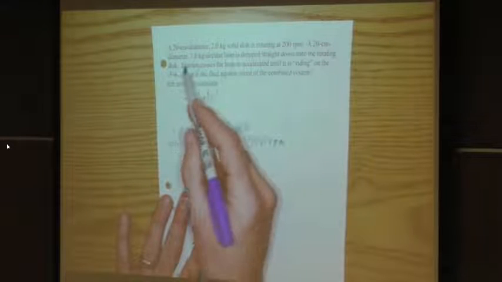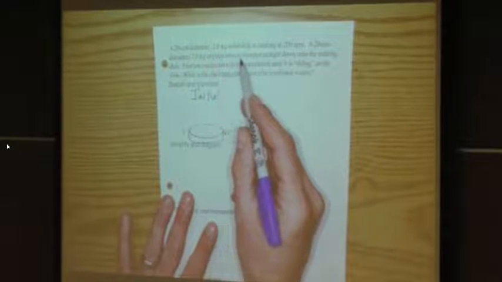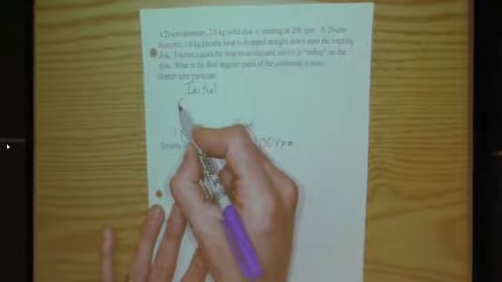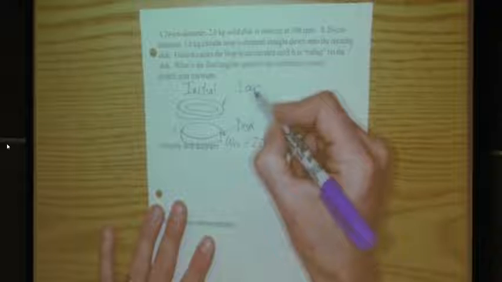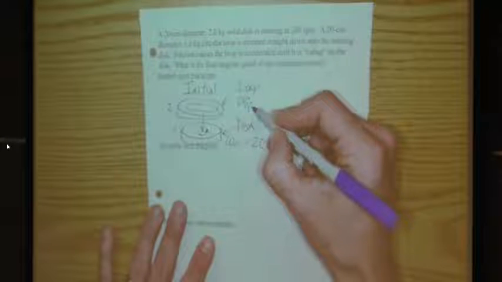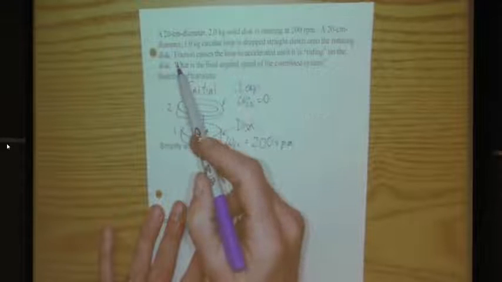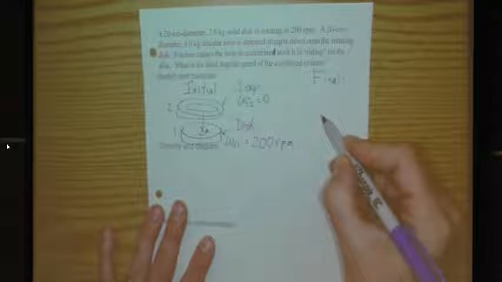A 20 centimeter diameter, 1.0 kilogram circular loop, so we can put a loop up here, is dropped straight down onto the rotating disc. So this one's rotating around, and this initial loop, which I'm going to call object 2, is 0. Friction causes the loop to accelerate until it is riding on the disc. What is the final angular speed of the combined system? So the final situation is that they're stuck together. I'll try to draw that.